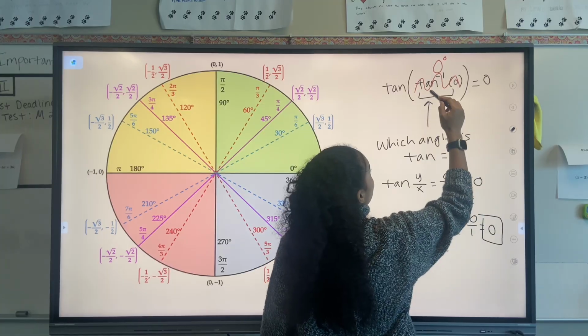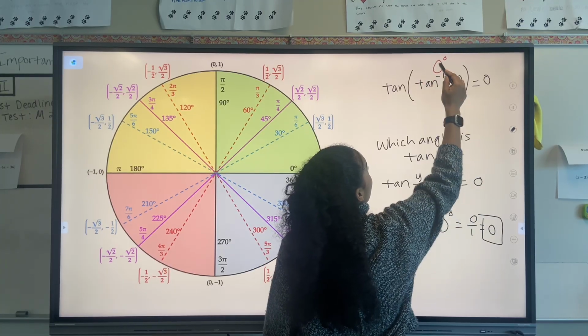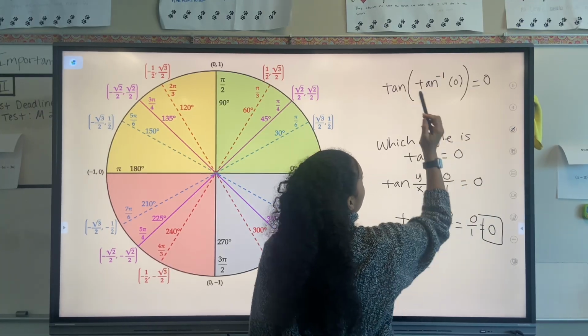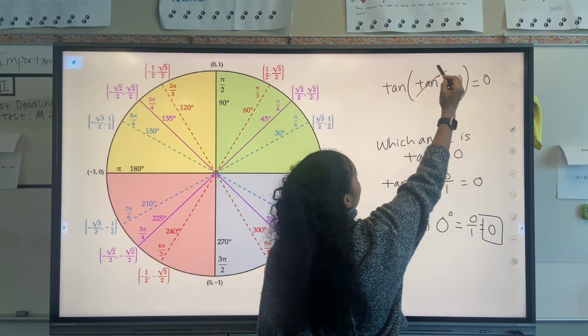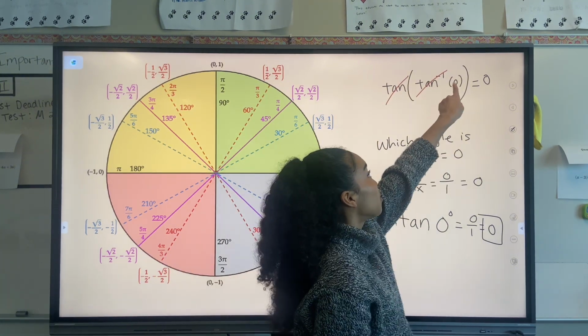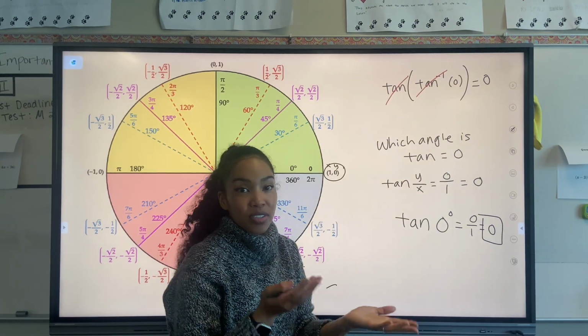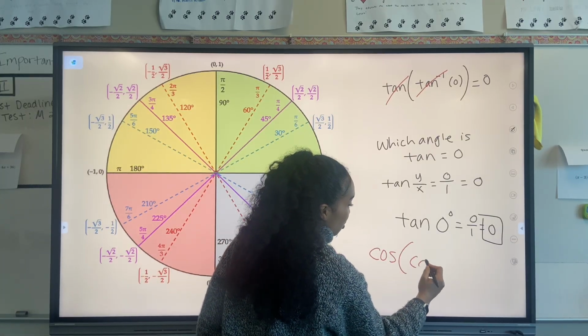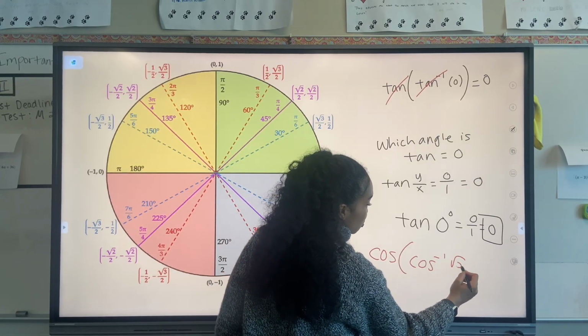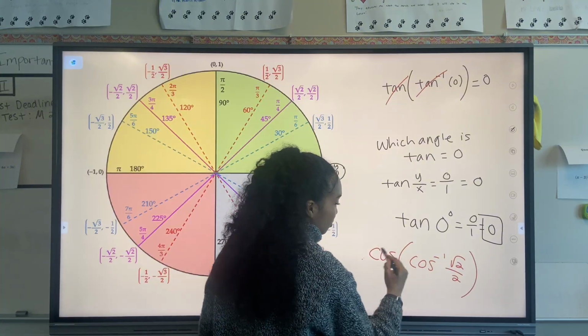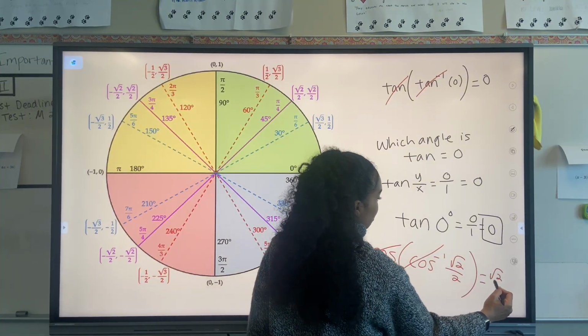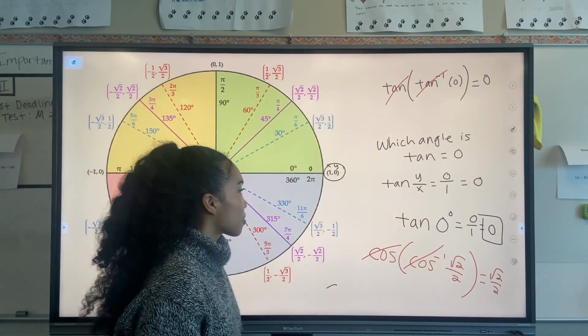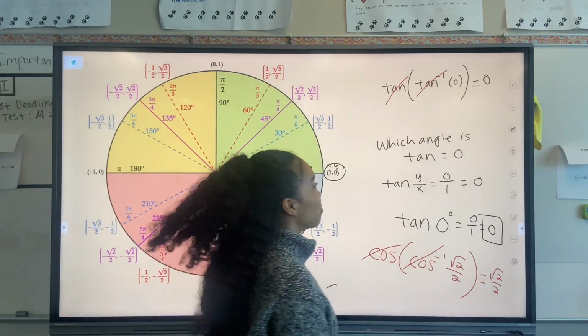So a quicker way to do this is that tangent and tangent inverse cancel out. It's just 0. Inverses cancel each other out. So for example, if you have cosine of cosine inverse of square root of 2 over 2, it cancels out, it's just square root of 2 over 2. All right, let's try another problem.